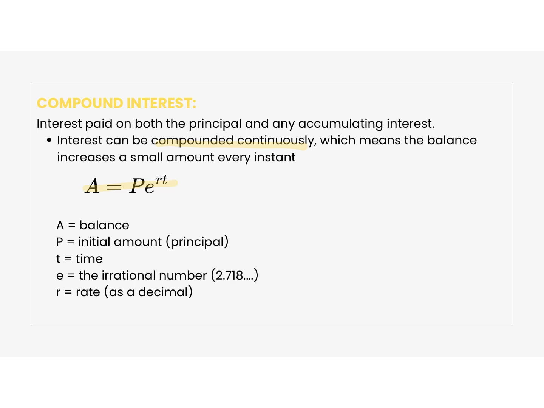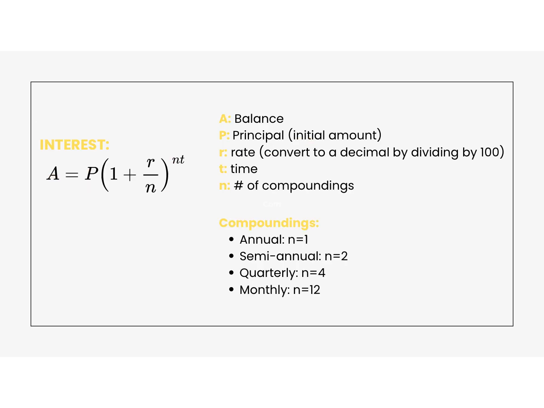T is time. E is the irrational number, e. It's 2.718 something. It's just like pi. It acts the same way. We use the letter e. We're just not as familiar with it as pi because we don't see it maybe as frequently in the stuff that we do. And then R is the rate. And again, we write that as a decimal.